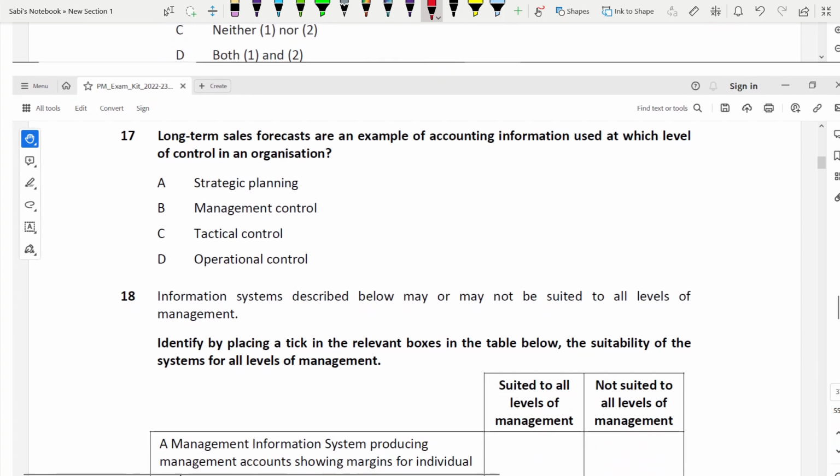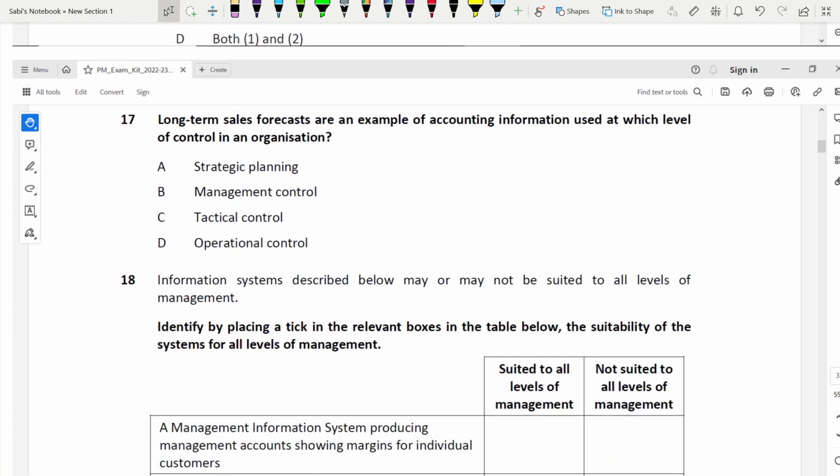17. Long-term sales focus is an example of accounting information at which level of control? You should know all the levels of control from studying performance management: strategic, management, tactical, operational. So which one? Look at the word: it's long-term sales. Long-term is strategic planning. Anything to do with long-term is strategic only, because management, tactical and operational are short-term.